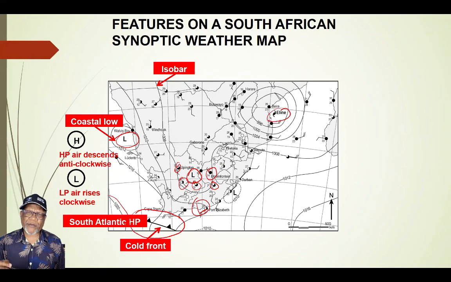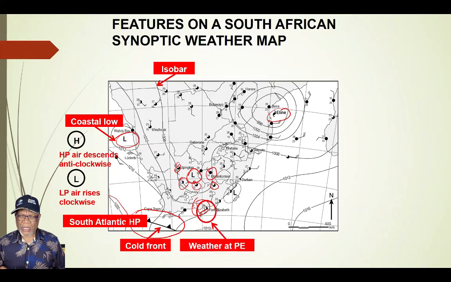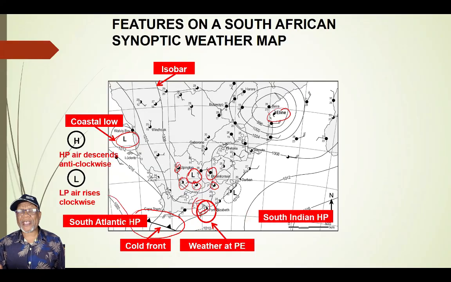And what is the evidence that the system is a mid-latitude cyclone? It is the cold front. And then we're looking at the weather at Port Elizabeth, and then you look at the wind speed, you look at the cloud cover that is due to this mid-latitude cyclone that is approaching there. Now you have your South Indian high pressure cell, which is on the east.